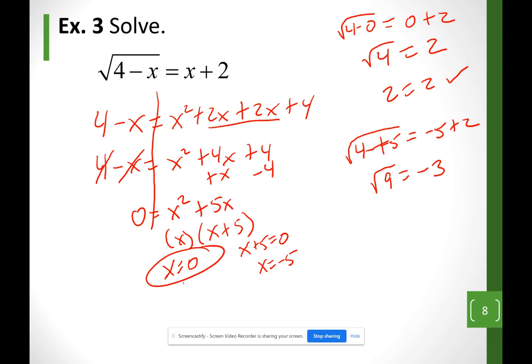I stopped here and I said, well, the square root cannot be negative, right? The square root of 9 is not negative 3, because once again, I'm asking for the positive solution. So that is not good. x equals negative 5 does not work. So my solution set is 0. I'm just going to say the only answer that works is 0.